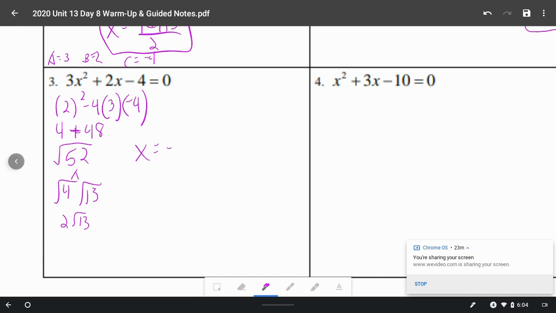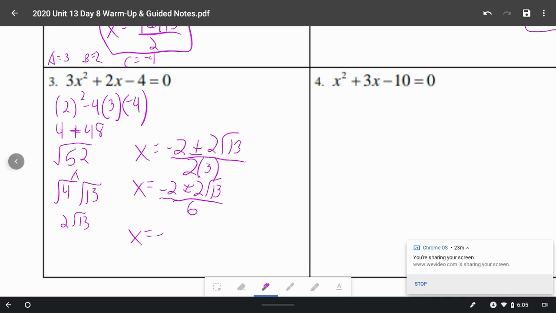All right, welcome back. So we'd set it up as doing the opposite of b, plus or minus my 2 root 13, all over 2 times a, which is 2 times 3. So in the end, that'd be -2 plus or minus 2 root 13 over 6. And I believe that we can divide a 2 from all three terms on the outside. So if we divide out a 2, that'd be -1 plus or minus 1 root 13 over 3. That would be my answer for number 3.